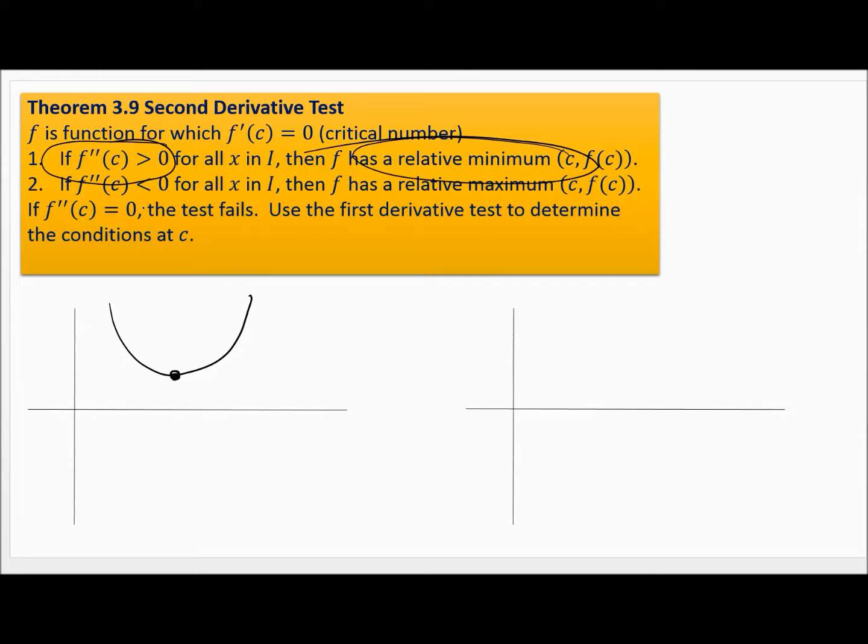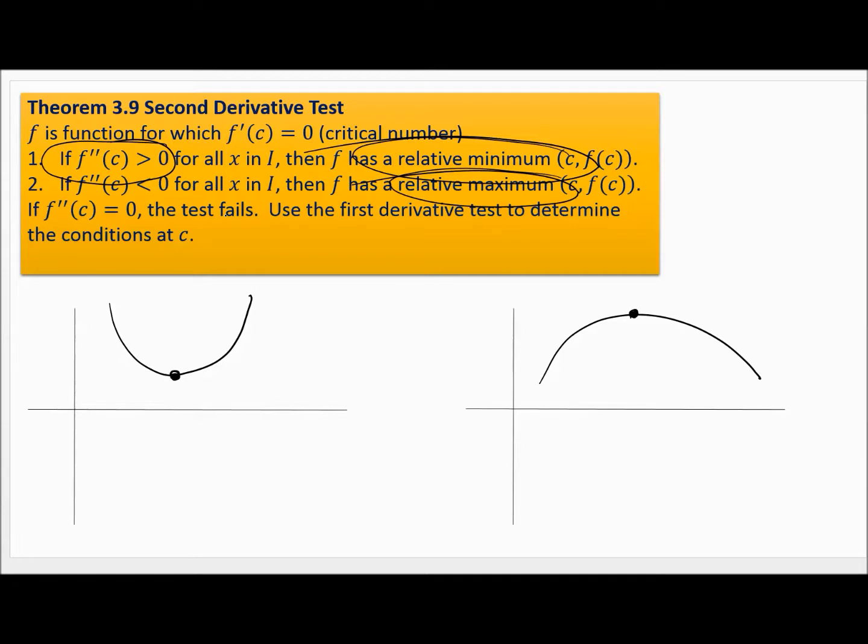Now look at the second one. The second one says if the second derivative is less than 0. Now, by a previous theorem, the second derivative less than 0 meant you're dealing with concave downward. And if also in that concave downward you have a critical number, or the derivative is equal to 0, then that would be a relative maximum.